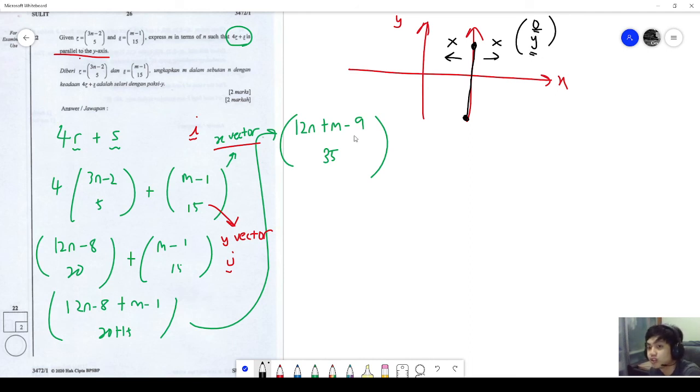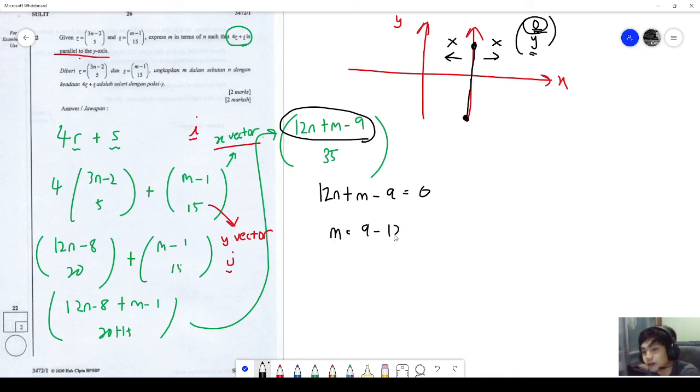Therefore, we can make an equation where 12n plus m minus 9 is equal to 0. So 12n plus m minus 9 equals 0. From here, they want us to make m the subject. So m equals 9 minus 12n. This is solved.